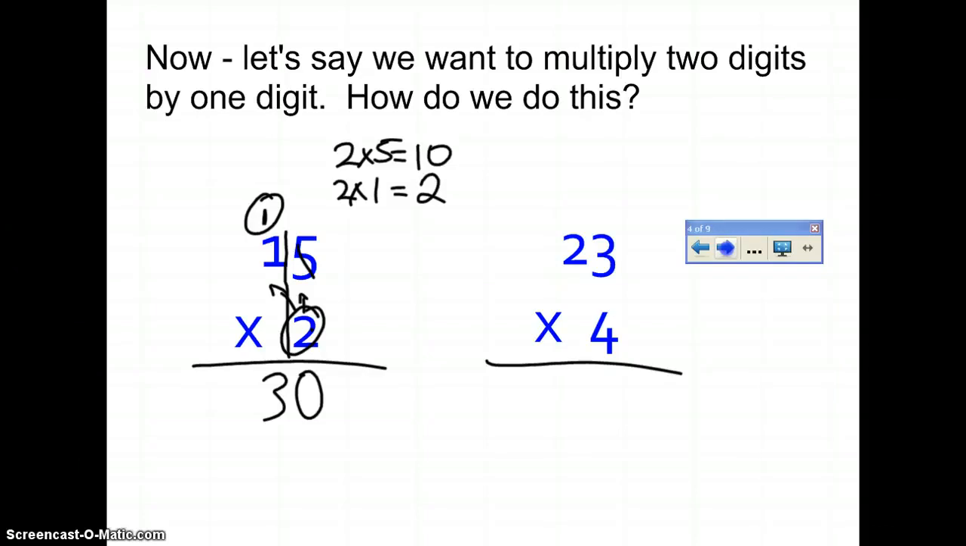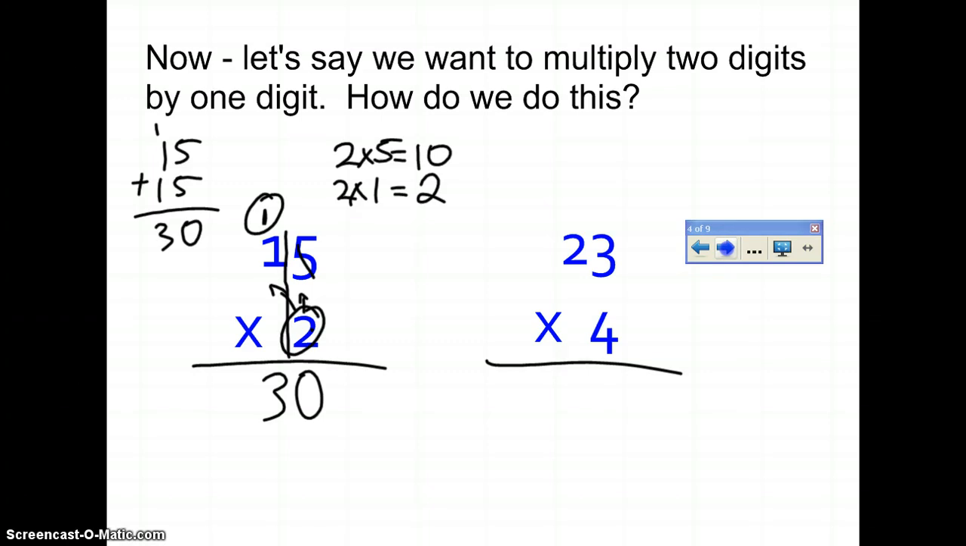15 times 2 is also 2 groups of 15. So what's 15 plus 15? And let's check our work. 5 plus 5 is 10, and 1 plus 1 plus 1 is 3. So you can see that 15 times 2 is just asking you to set up 2 groups of 15.